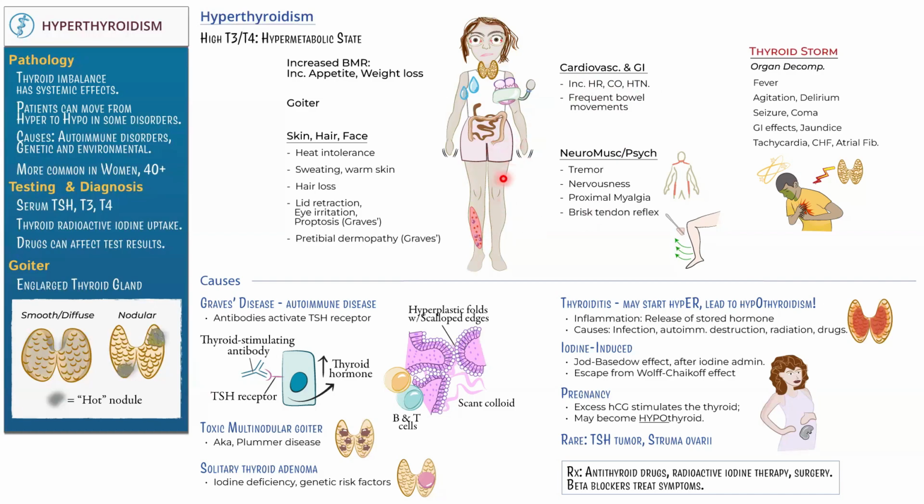And the person will develop tremors, as you can see. The person will become nervous, and there will be an increase in tendon reflexes. Due to the overactive thyroid gland, hyperthyroidism will lead to organ decompensation, that is thyroid storm. And that will present with all those features that you can see there.